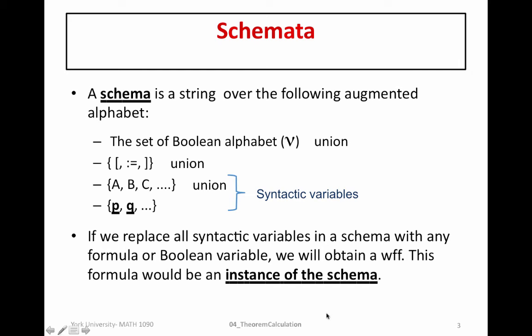To summarize this, essentially within the schema, we want to replace all syntactic variables with any formula or Boolean variable, and we obtain a well-formed formula. So a schema is just meant to represent infinitely many different possible well-formed formulas, where we can replace any of those syntactic variables, either the meta variables by Boolean variables or the string variables by other well-formed formulae, to obtain a specific well-formed formula. And this formula would be an instance of that schema.